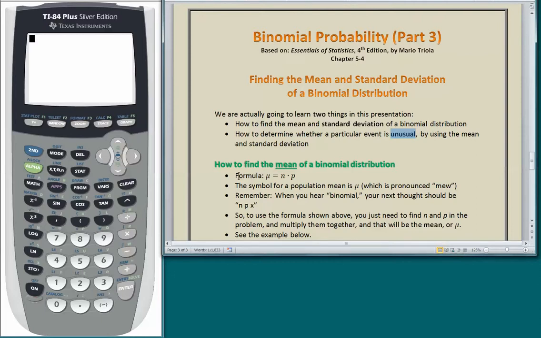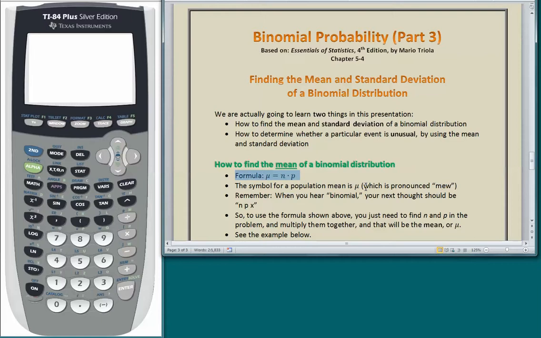Here you see the formula for the mean. Let's talk about this symbol here. This symbol is a Greek letter called mu, and it stands for the mean of a population. Generally, when we're talking about a distribution, we're talking about a population and not a sample. So the symbol for mean here is the symbol for population mean, and that's mu.